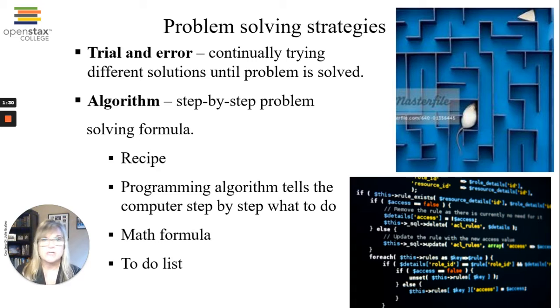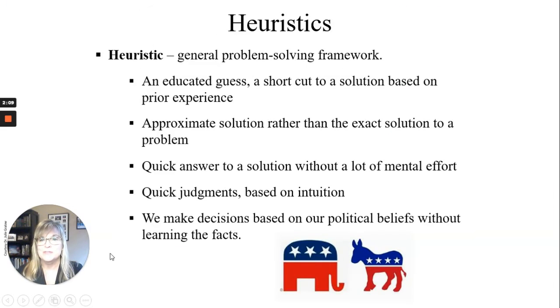So trial and error is just keep trying things until you solve that problem. So this mouse is going to bump into the wall and back up and go around until it actually finds the cheese there. An algorithm is something that's step by step. So it could be a recipe, a math formula, a to-do list, so we know exactly what we need to do step by step. A program for the computer tells the computer step by step what to do. So that's an algorithm, and we use algorithms all the time to solve problems. And actually reading the plans to put together something is using an algorithm.